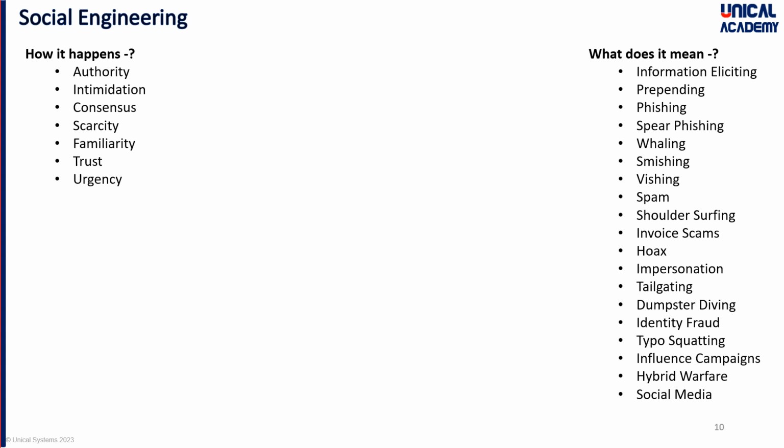Social engineering is a form of attack that exploits human nature. One human exploits another human's behavior. Most of the scams, most of the things happening nowadays, are majorly from a social engineering perspective. So we should be very clear on how it happens.